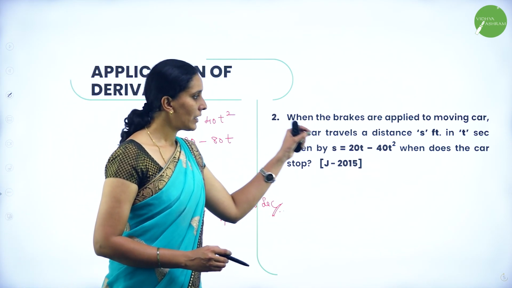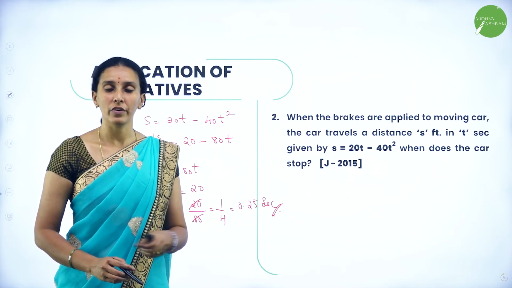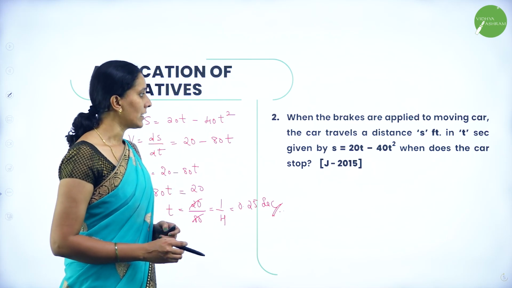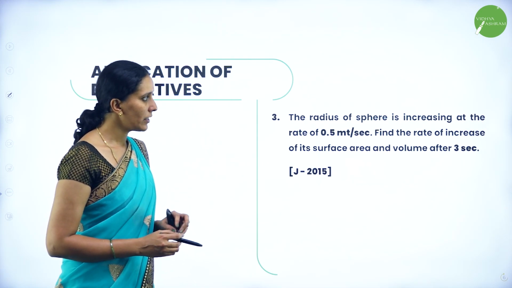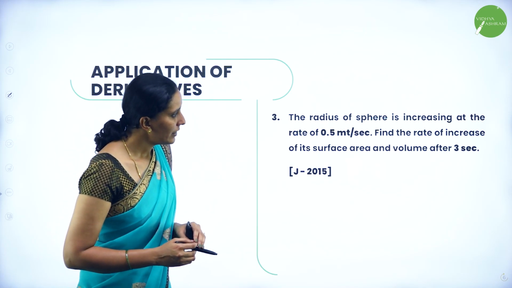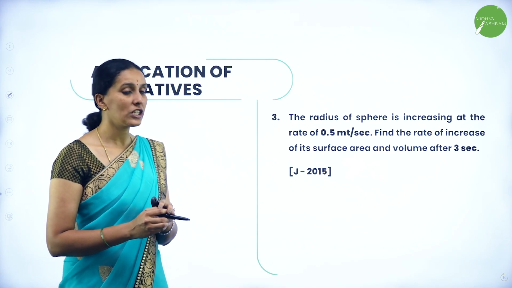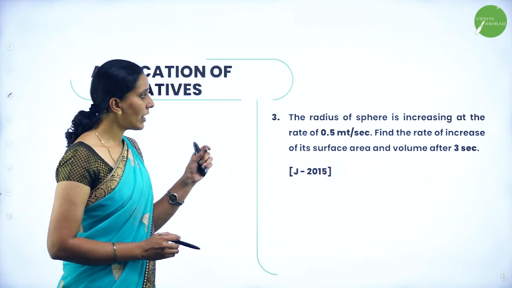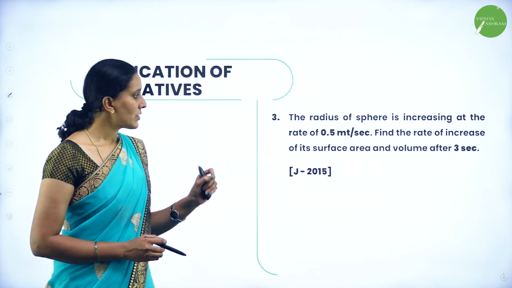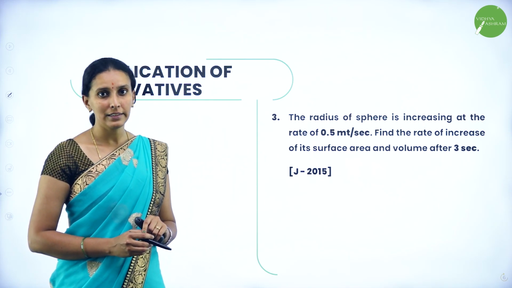So after applying the brake, the car stops after 0.25 seconds. Next, the radius of a sphere is increasing at the rate of 0.5 meter per second. Find the rate of increase of its surface area and volume after 3 seconds. So here we are talking about the sphere as well as the surface area and volume after 3 seconds.